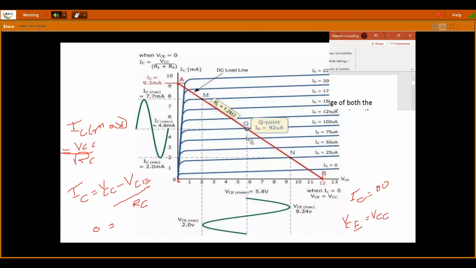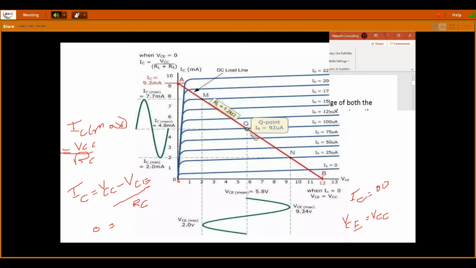Why we call this a load line is that the collector current or the output current of a transistor depends purely on your load resistor, or the output resistor which is connected at the output terminal. Your output terminal in a common emitter configuration is the collector, so it depends on the collector resistor or the load resistor. So here it is called a load line.